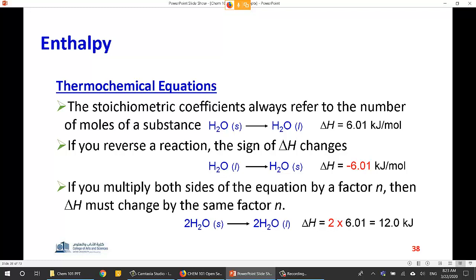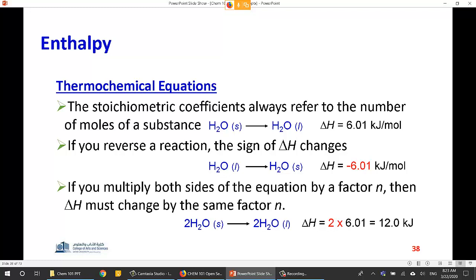Now, if you flip this reaction, if you reverse it, you reverse the delta H. So if you want to flip H2O solid goes to liquid and become liquid to solid, then delta H will be minus that number. That means the delta H of melting of water is 6 kilojoule, but delta H of freezing of water, which is the reverse of melting, would be minus 6 kilojoule.